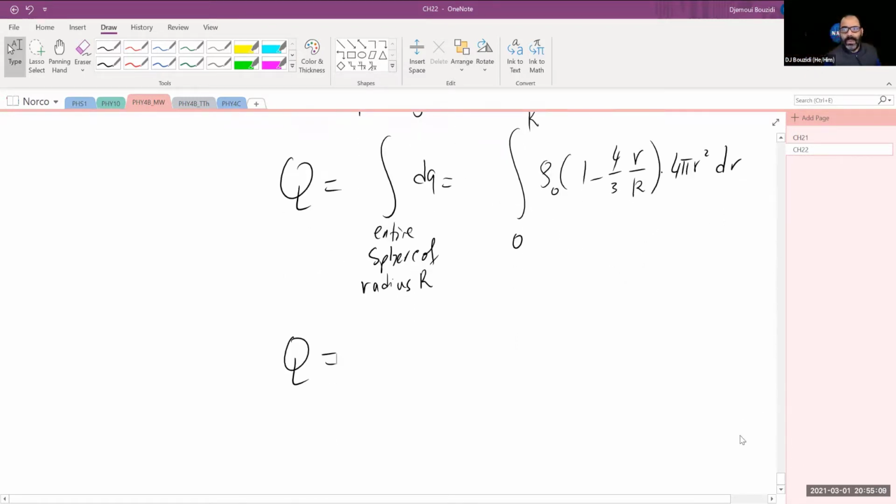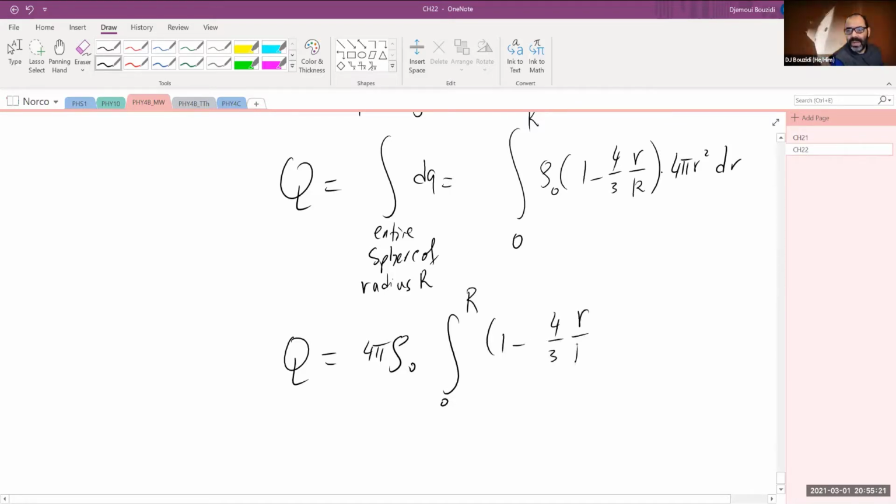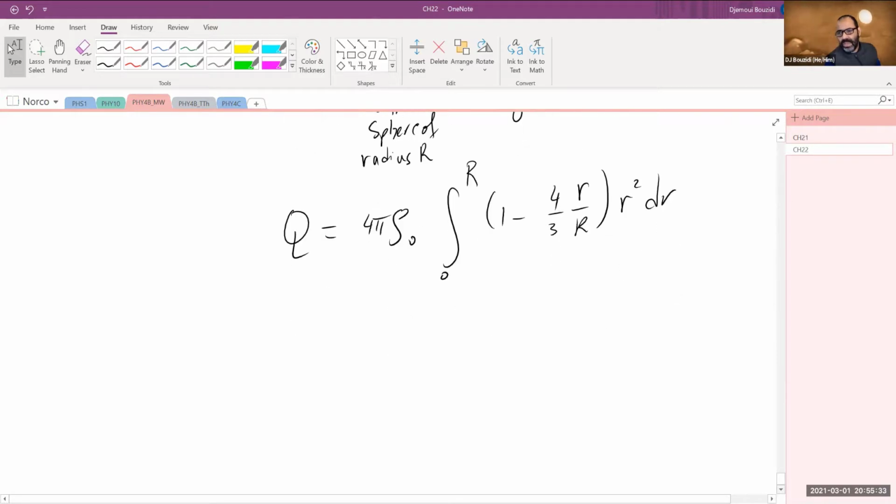So now, what we're going to do is take 4 pi rho naught, which is constant, out of the integral, and then we'll be left with the integral from 0 to big R of 1 minus 4 over 3 r over big R times r squared dr. It is common practice at this point to make the following change of variable from the radius r to the dimensionless unit, which I'm going to call u, equals r over big R. If I do that, then this integration will be over the dimensionless unit that changes from 0 to 1. So the boundaries of integration will go from 0 to 1, because when r is equal to big R, this number is equal to 1.